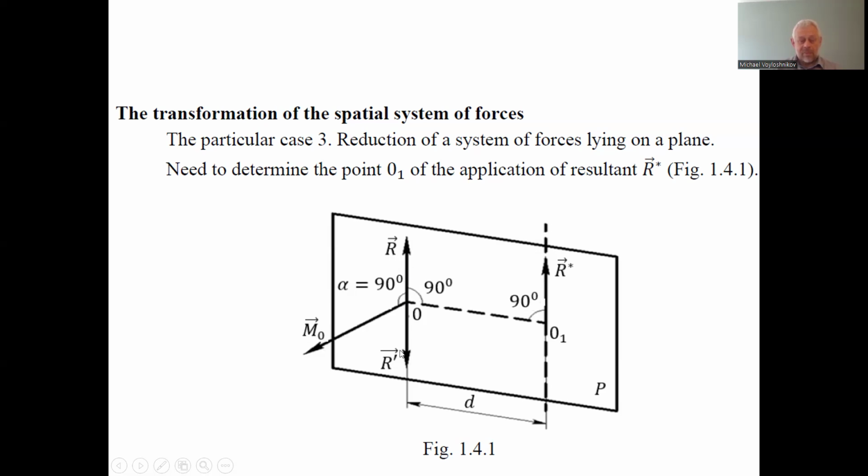So these two forces are balancing, and together they give us zero force. And these two systems of forces, originally specified as M0 and R, finally we can reduce to only one force, R asterisk. This is the transformation of the special system of forces, reduction of a system of forces lying on the plane.